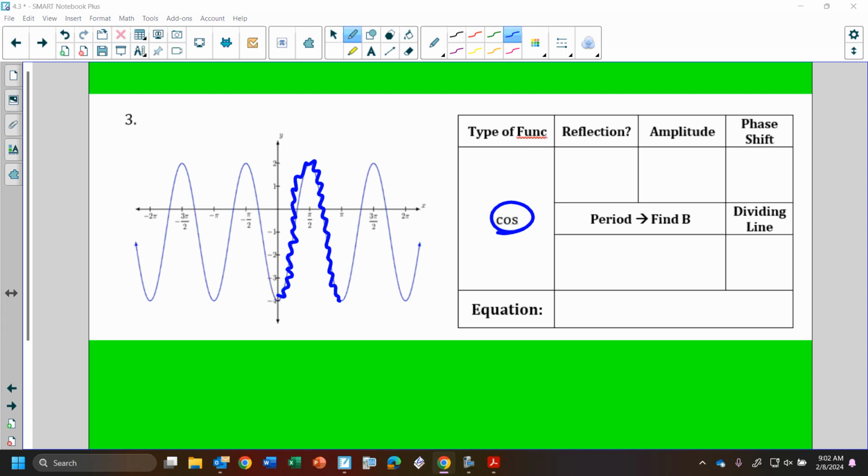This one's a little bit harder to see some of these things. Can you guys start with your partner? Start with your easy stuff. The reflection, the amplitude, the dividing line, the A's and the D's. Talk to your neighbors.